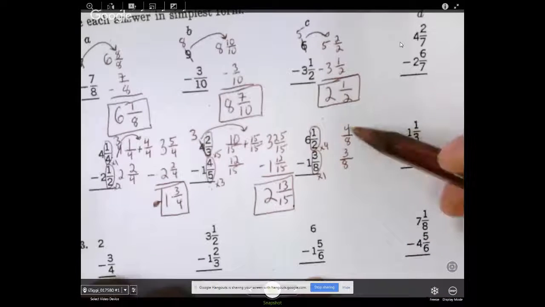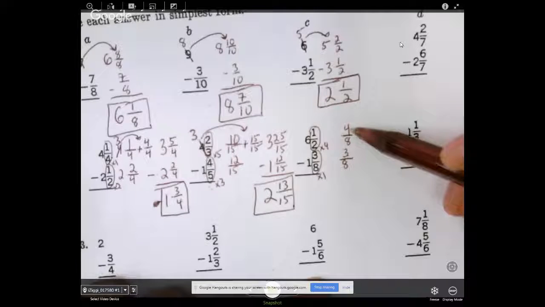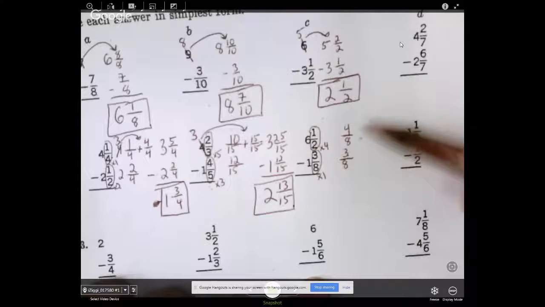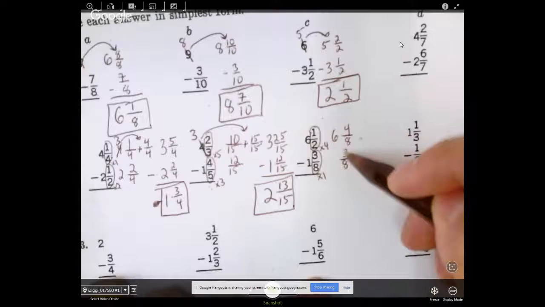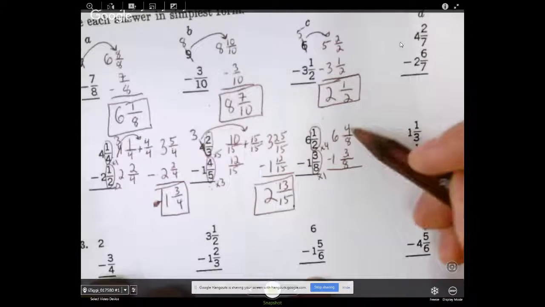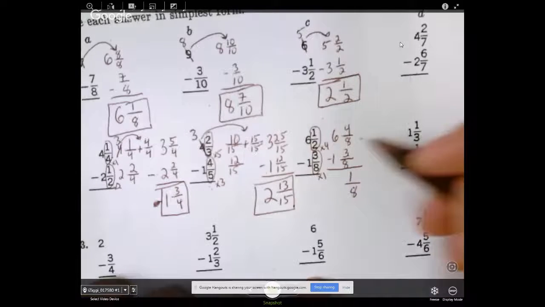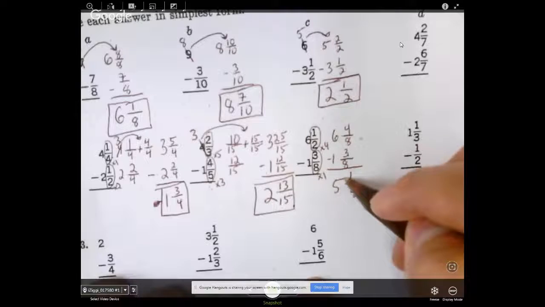Hey, look, I have 4 minus 3. I don't need to borrow here. Okay, 4 is bigger than 3, so I can take 3 away from the 4. So let me just bring the 6 over, bring the 1 over. Subtracting. 4 minus 3 is 1. I have the 8 as my denominator. 6 minus 1 is 5.